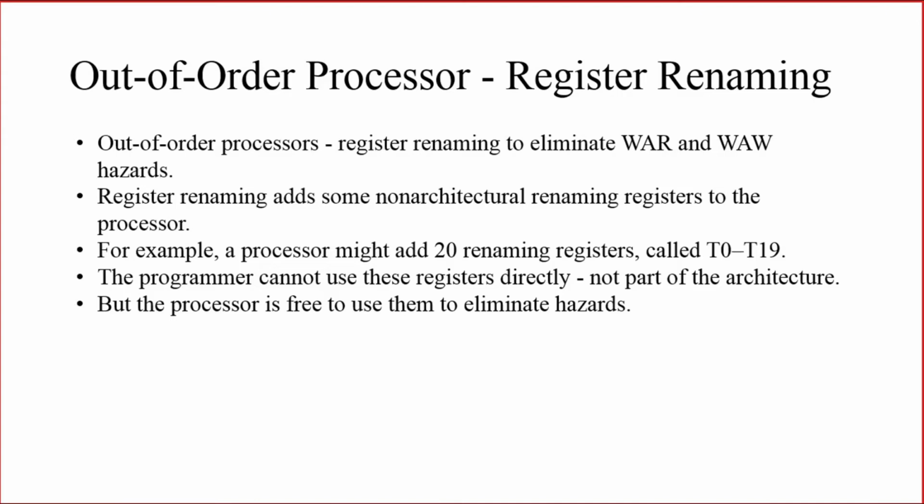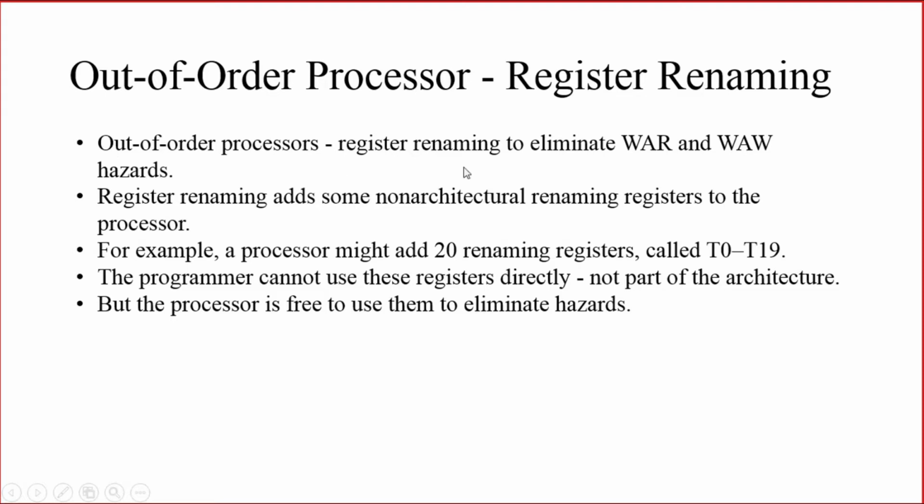We will see another technique used in out of order processors known as register renaming. Last class we saw what an out of order processor is. The instructions are written in a particular order, but an out of order processor can pick up instructions from any part of the program as long as dependencies are met. So it can execute the instructions in a different order from the one in which you wrote the program.